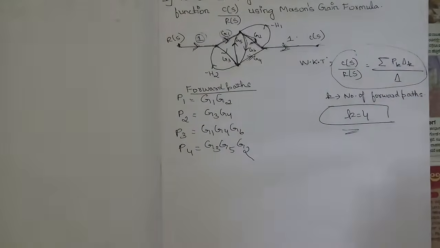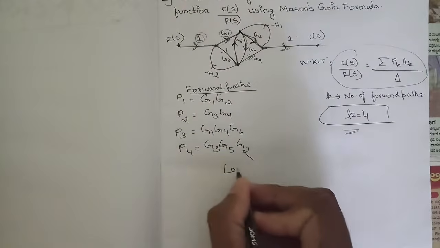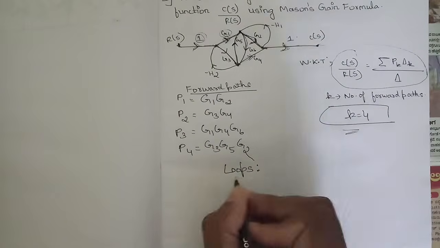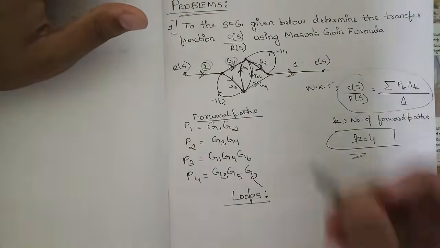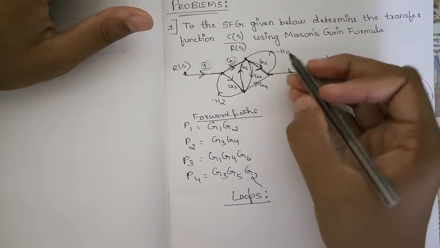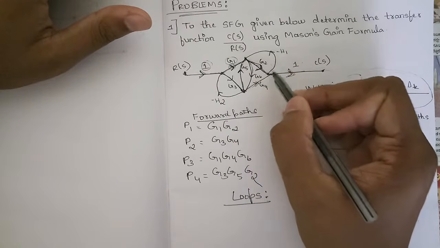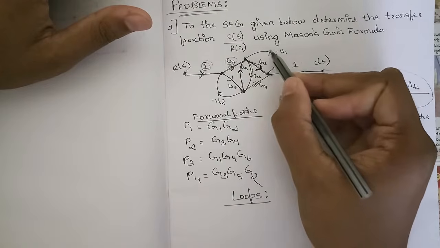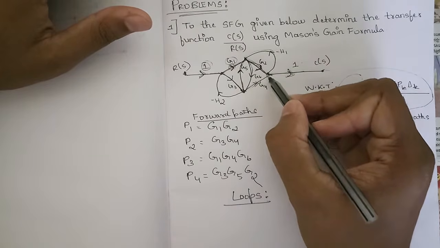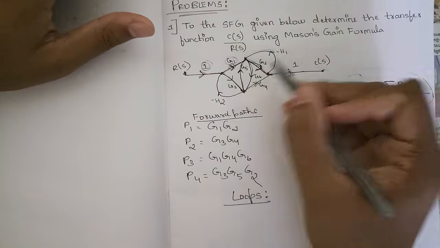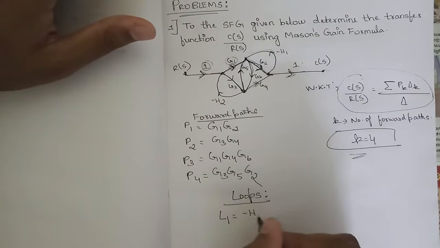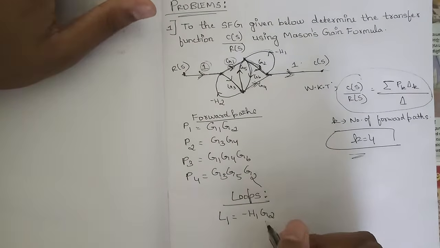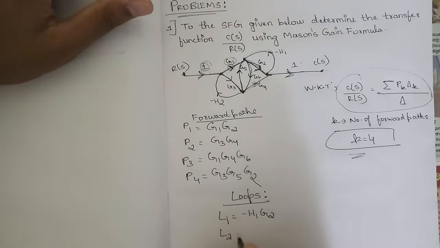Now the next thing we need to find out is the loops. Let us see how many loops there are in this problem. First let's consider the basic loops. This is a single loop. You can see here, this is a loop, right? From one node it is going and it is terminating again at the same node. So that is H1 into G2, that is the loop gain. So our first loop L1 is equal to minus H1 into G2, right? Let's see the second loop now.